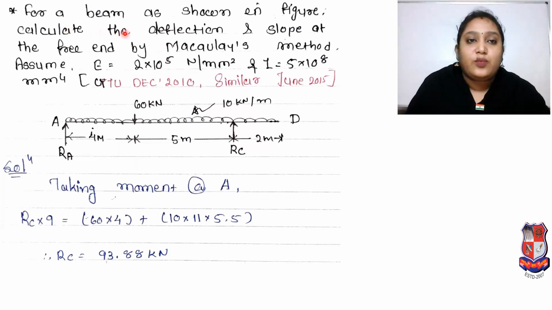So for a beam as shown in the figure, calculate the deflection and slope at the free end, means we have to find deflection and slope at the free end by Macaulay method. Value of E is given as 2 into 10 raised to 5 Newton per mm square and value of I is given as 5 into 10 raised to 8 mm raised to 4.